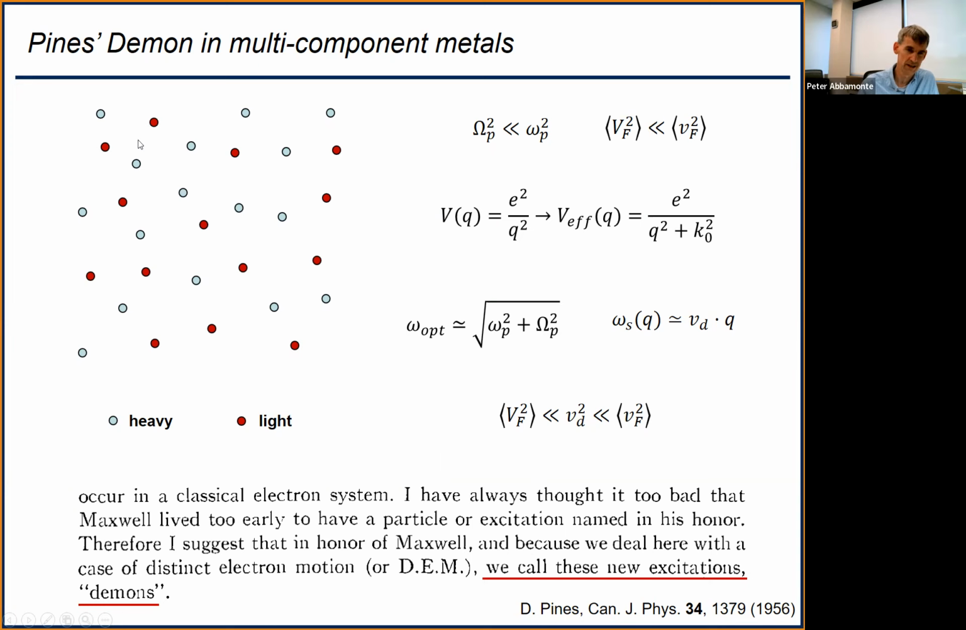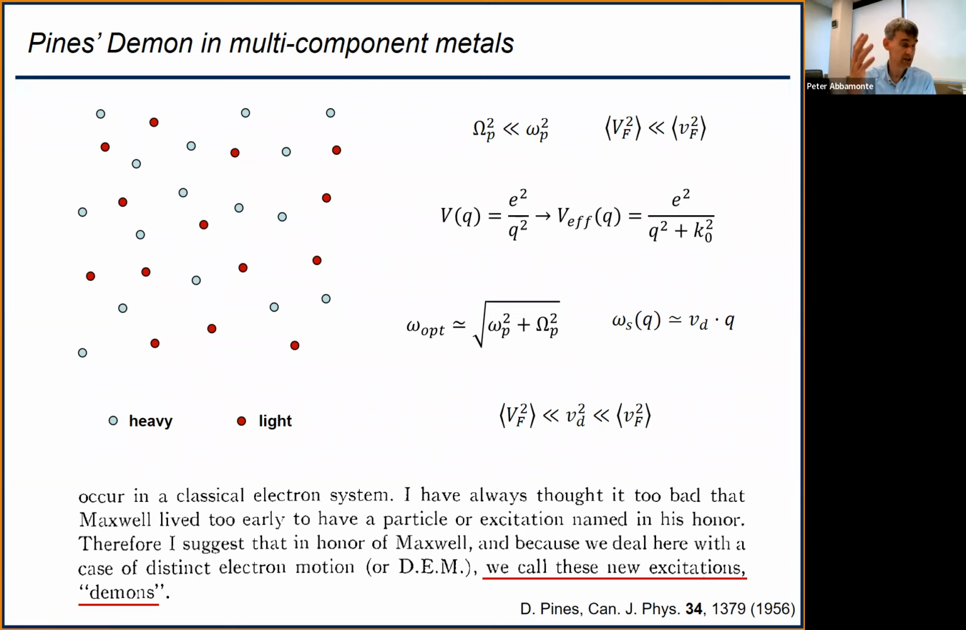And so what he did is he said, okay, let's suppose instead of one kind of electron, I have two. And let's just for the sake of argument, assume one set of them are very light and the other set are very heavy. So that either one taken independently has a plasma frequency, and the light ones have a plasma frequency that's really high compared to the heavy ones. Or equivalently, you could say the Fermi velocity of one set is much less than the Fermi velocity of the other set of particles.